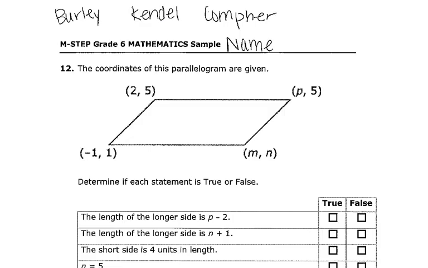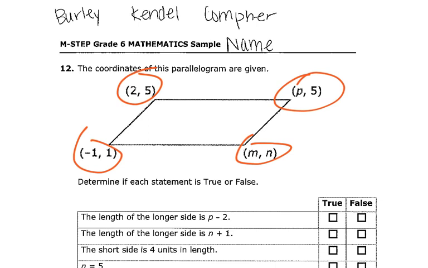Number 12. This one got Mrs. Comfort stumped, but I figured it out. I worked hard, so I will give you a little bit of clues. They gave you some coordinates of a parallelogram. So they have all 4 of your dots. Okay? That's important. So you have to figure out if each one's true or false.